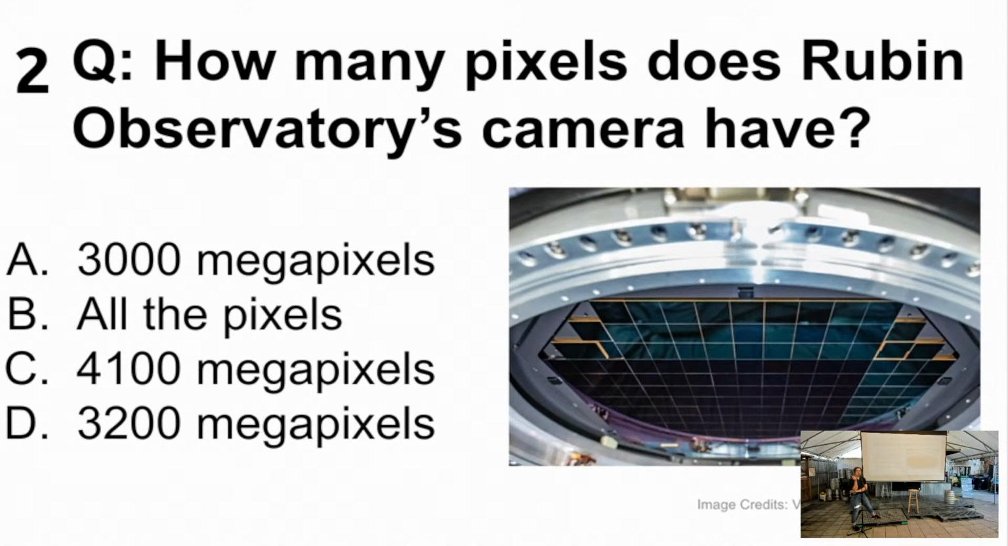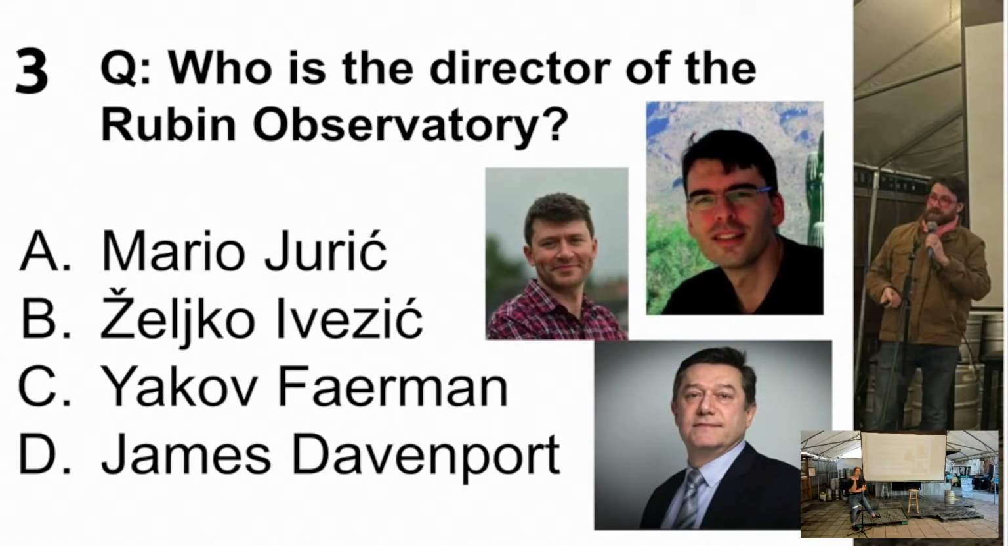Question 2. How many pixels does Rubin Observatory's camera have? A, 3,000 megapixels. B, all of the pixels. C, 4,100 megapixels. Or D, 3,200 megapixels. Question 3. Who is the director of Rubin Observatory? A, Mario Juric. B, Zeljko Ivezic. C, Yakov Faerman, or D, James Davenport, also known as Jim Davenport.